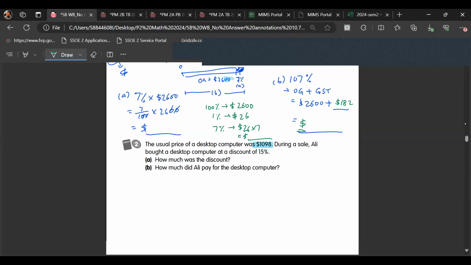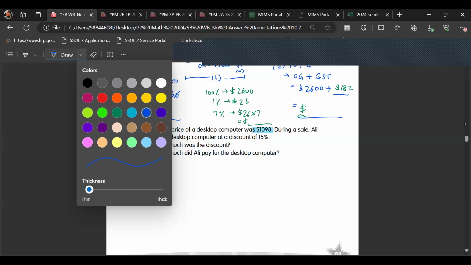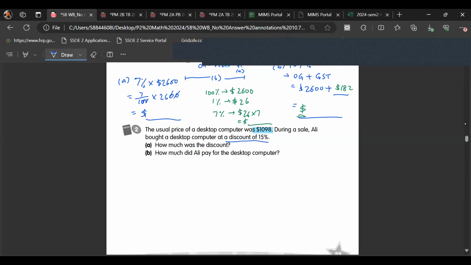Okay, so look at question 2. Maybe this is a very friendly question because it tells you almost all the information that is needed. It gives you a hint: discount, it's a sale, so it should be cheaper. First part asks for discount, second part asks for how much do you pay. So this one is asking for final price.